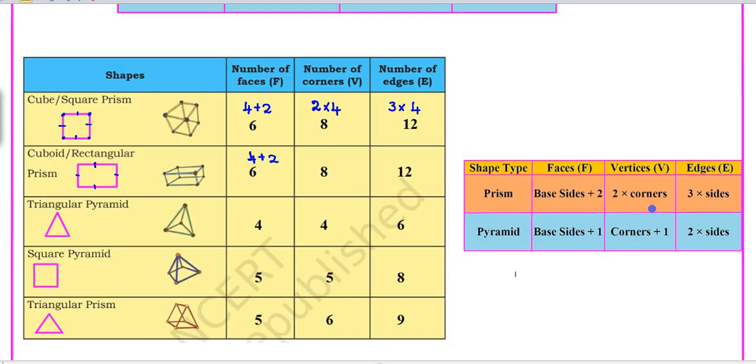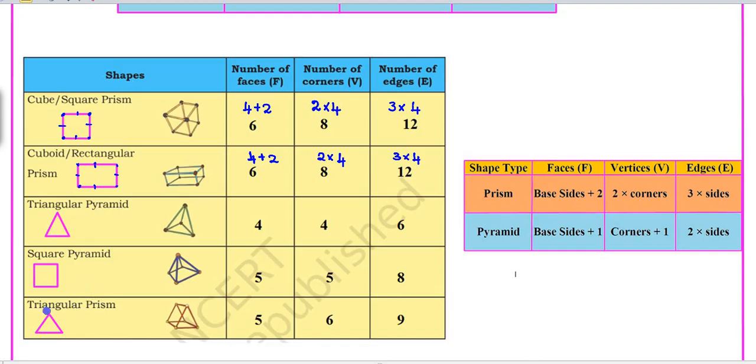In the same way, for finding the vertices, 2 into corner. So 2 into corner, how many corners? 1, 2, 3, 4. Okay, 4, 2 4s are 8. And for finding edges, 3 into sides. So 3 into sides, how many sides? 4. Both cube and cuboid will have the same number of faces, vertices and edges. So for both you need not separately find out, right? You can just easily identify cube and cuboid. So both have the same number of faces, vertices and edges.